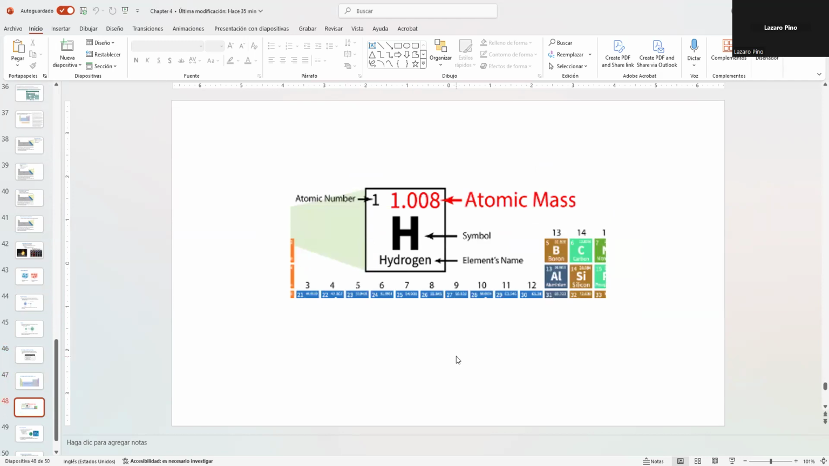Well, let's go into the information that we can get from the periodic table. We have the symbol of the element, the name, the atomic mass, and the atomic number. Remember that the atomic number is the number of protons, and the atomic mass is the sum of protons and neutrons that are located in the nucleus.